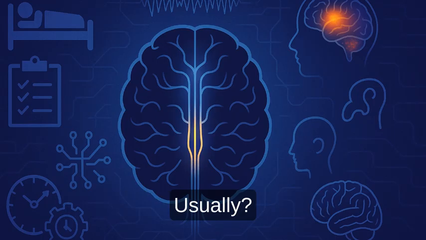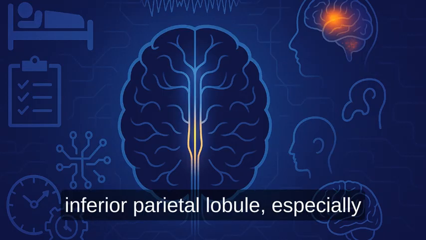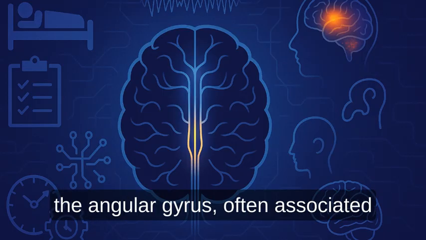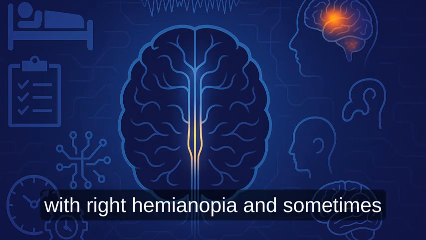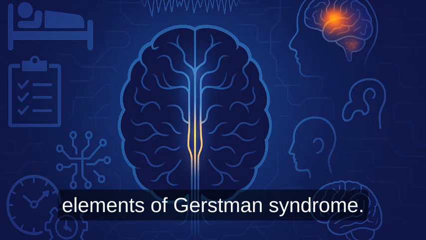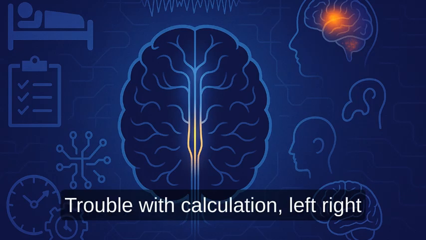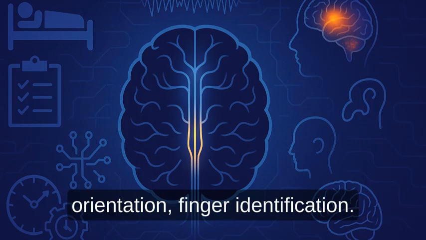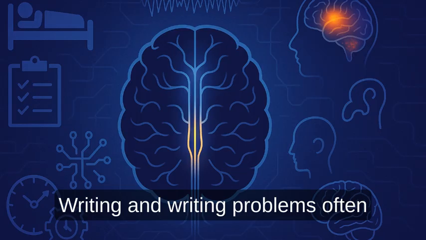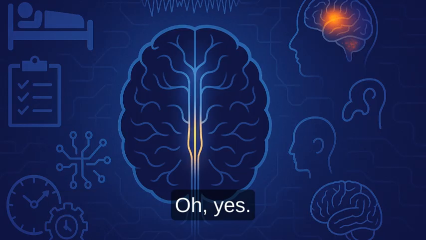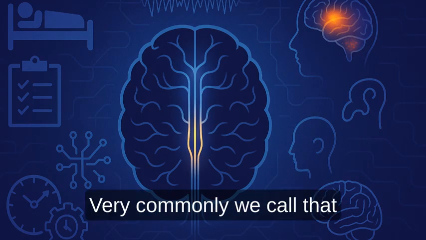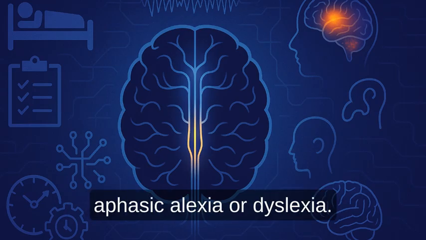Where's the lesion usually? Typically involves the left inferior parietal lobule, especially the angular gyrus, often associated with right hemianopia and sometimes elements of Gerstmann syndrome: trouble with calculation, left-right orientation, finger identification, writing. And writing problems often just come along with other aphasias. Oh yes, very commonly. We call that aphasic alexia or dyslexia.